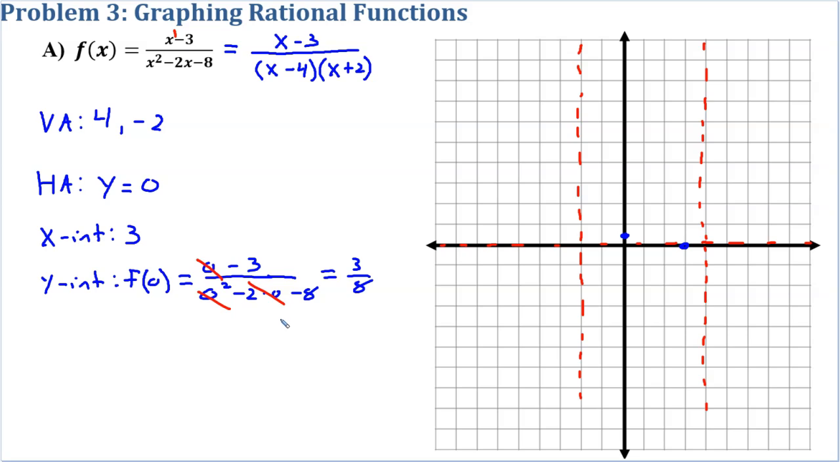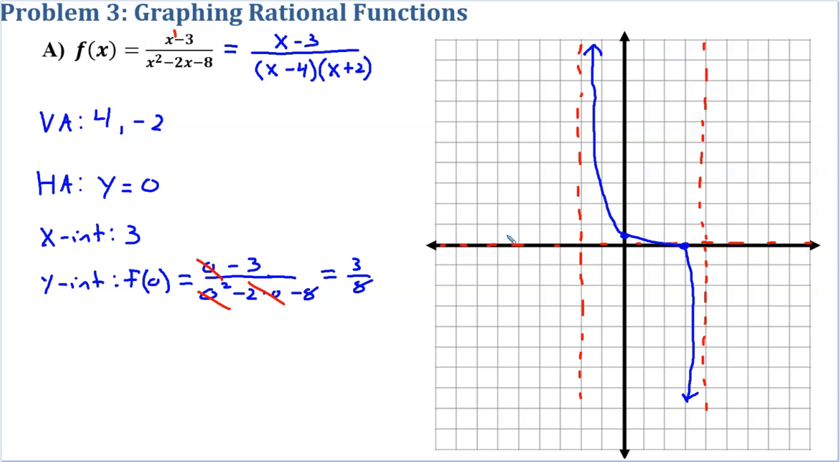All right, then from there I can connect my dots. I can't cross the vertical asymptotes, so I know the middle of the graph is going to have to look something like this. Notice I did cross my horizontal asymptote for a 0 in this case. That is okay. And then the last thing I'm going to need to do is figure out what the graph looks like on the right side and left side.